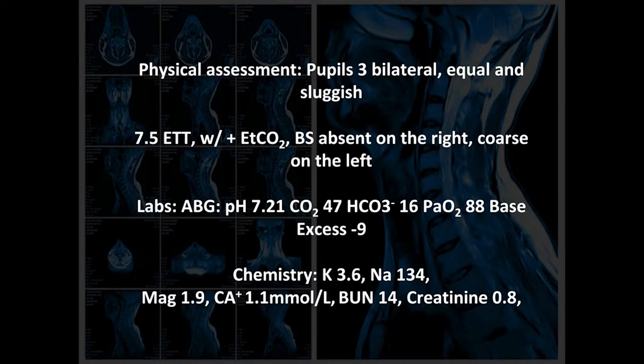Chemistry, K of 3.6, sodium of 134, Mag of 1.9, calcium of 1.1 millimoles per liter. And I specifically put millimoles per liter because there's a few different ways to measure calcium. That's going to give you different types of measurements. Really, in the context of millimoles per liter, a normal calcium is going to be 2.2 to 2.6 millimoles per liter. So a 1.1 calcium is significantly low. We have a BUN of 14 and a creatinine of 0.8.